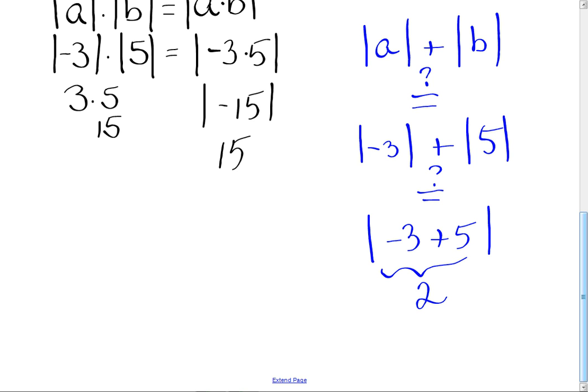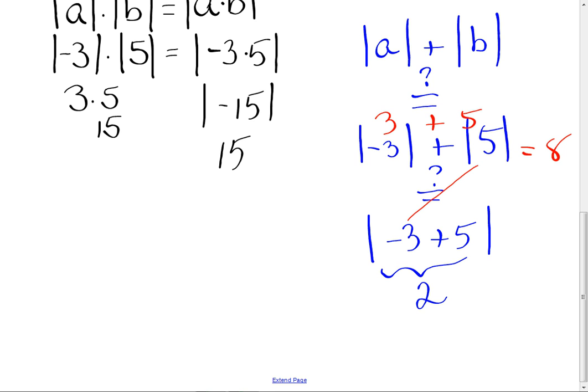That's 2. What is the absolute value of negative 3? 3. 3 plus 5 is what? 8. Not true. So there is no property for the absolute value of a sum. I can make an inequality, but I don't want to go there. It's not that big a deal.